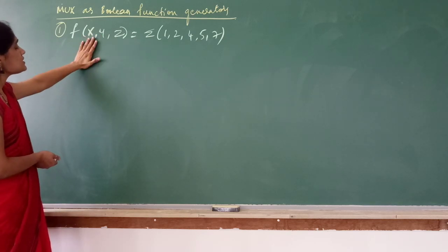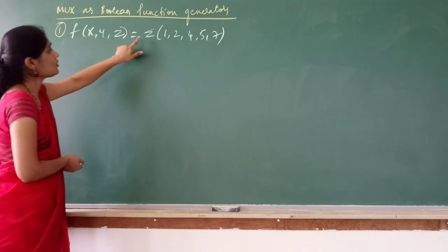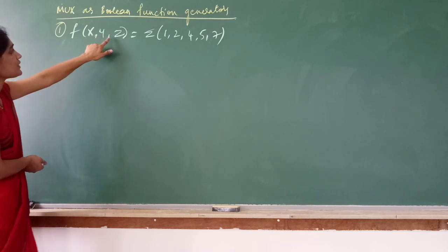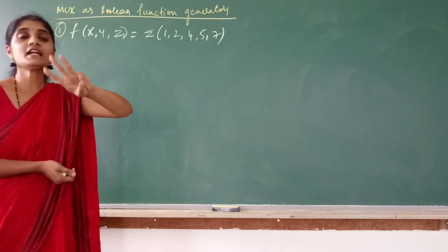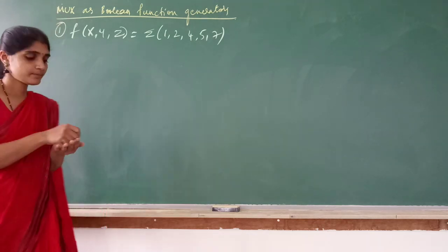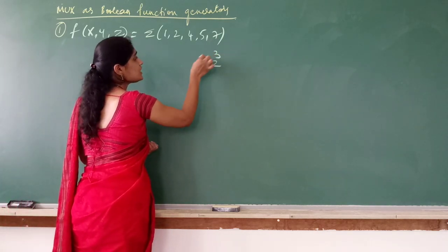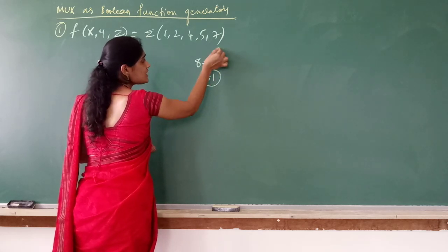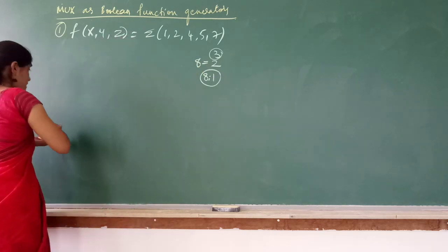Look how it is. See, what is the first question? Implement f of x, y, z equal to summation 1, 2, 4, 5, 7. How many variables do we have? 3. So you have to select a multiplexer which has 3 select inputs. 3 select inputs means 2 power 3, that is 8. So you have to go for an 8:1 mux. 3 select inputs, 8:1 mux, correct? So 8:1 mux.